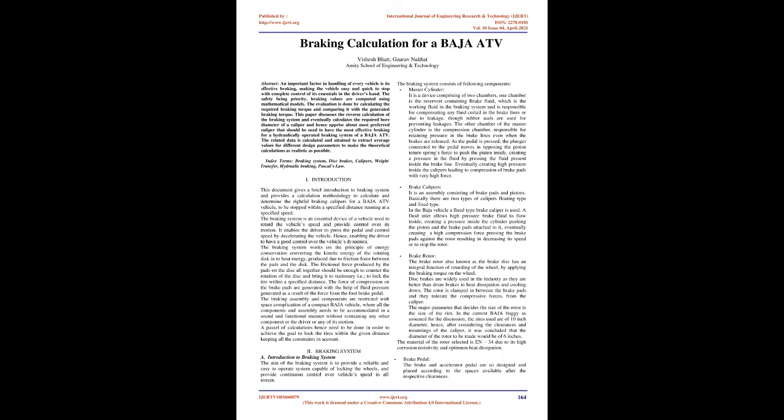Introduction. This document gives a brief introduction to the braking system and provides a calculation methodology to calculate and determine the rightful braking calipers for a BAJA ATV vehicle, to be stopped within a specified distance running at a specified speed. The braking system is an essential device of a vehicle used to retard the vehicle's speed and provide control over its motion. It enables the driver to press the pedal and control speed by decelerating the vehicle, hence enabling the driver to have good control over the vehicle's dynamics.